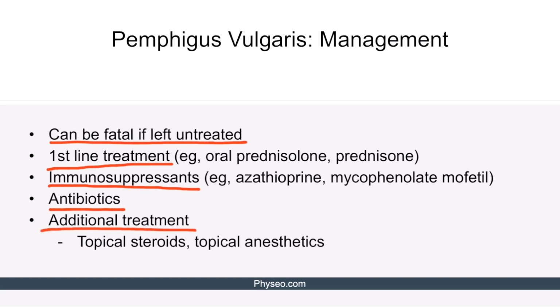As an additional treatment, topical steroids can be used in conjunction with systemic steroids and can be helpful in persistent lesions. Lastly, local wound care is important to prevent infections, as well as topical anesthetics, which can help with pain management, especially for oral lesions.